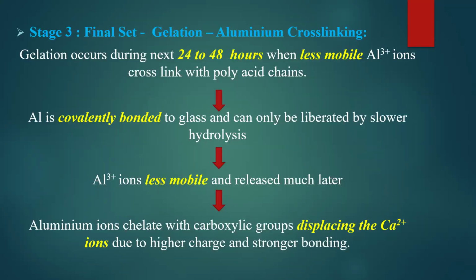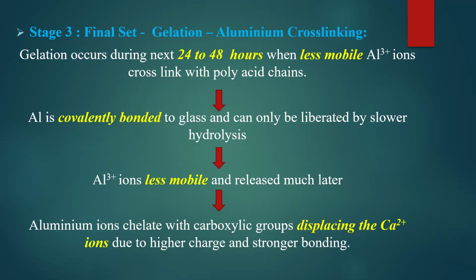This brings us to stage 3, which is the final setting reaction. The final setting reaction can also be called gelation, and the final set mainly happens because of aluminum cross-linking. Gelation, or the final set, occurs during the next 24 to 48 hours when the less mobile aluminum ions cross-link with the polyacrylic acid chains.